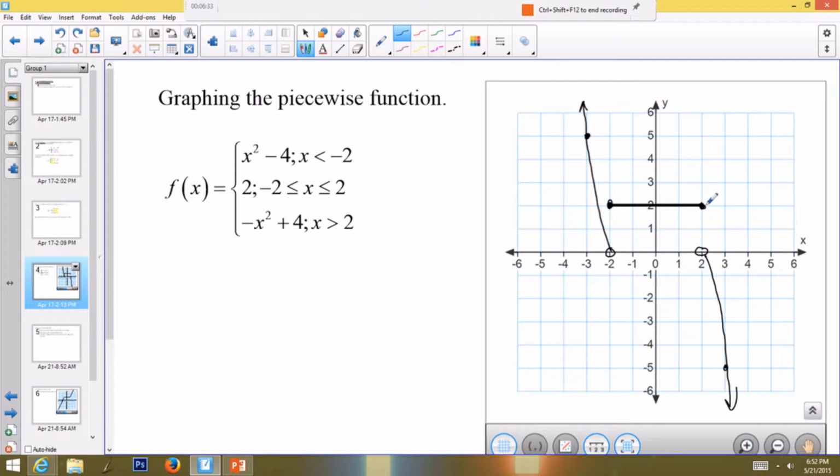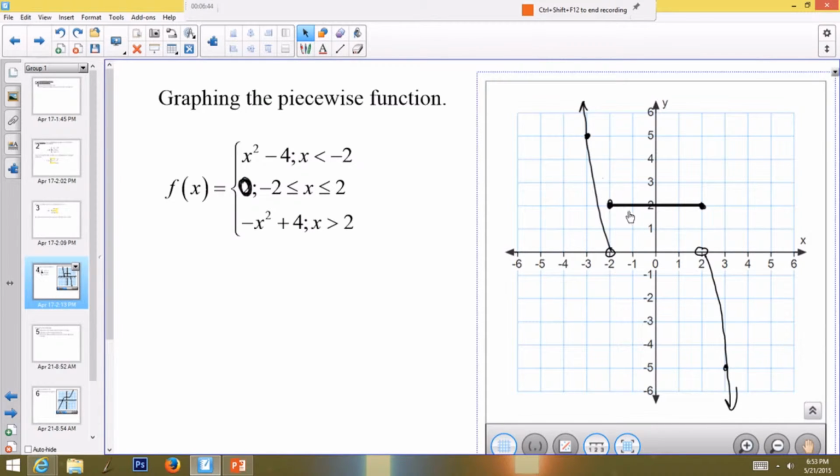Now again, do I have to have these breaks? No. If I were to change this one right here to, let's say, 0, then this piece would come down and be a constant piece at 0, and these dots would fill that in.